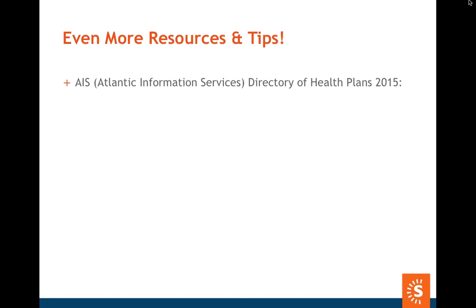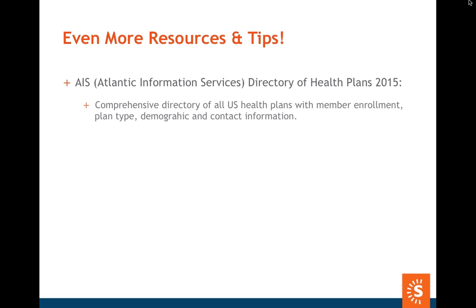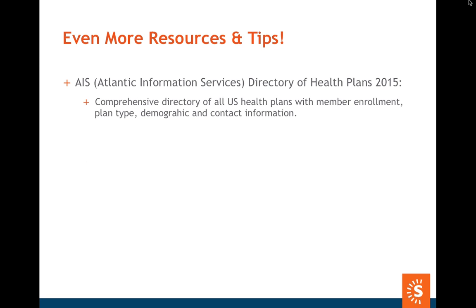Some other resources that I found to be very helpful is called the Atlantic. It's a directory of health plans for 2015, and it's available through Atlantic Information Services. It's a comprehensive directory of all the United States health plans, and it includes member enrollment, plan type, demographic, and contact information. If we could advance to the bullet points, please. Thank you.